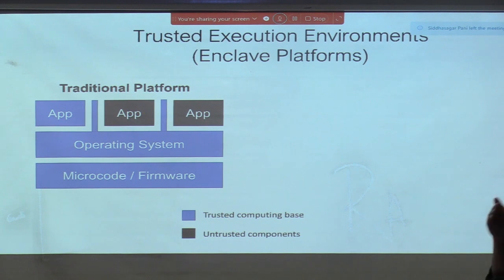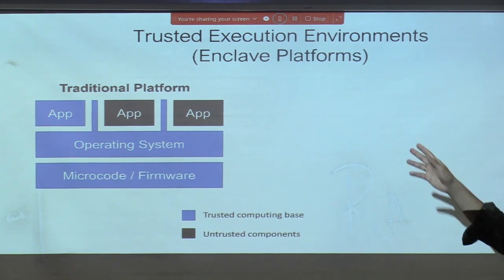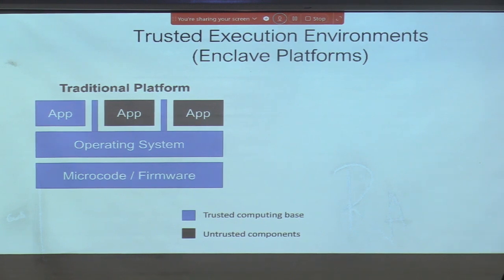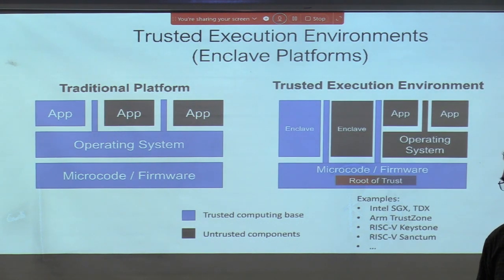And it's the job of the OS to provide isolation guarantees between applications. So the blue application is trusted, let's say, the black applications are not trusted, and you want to make sure that the blue application's execution and its secret data remain secret from these other applications. And to do this, you have to trust everything else in blue at the bottom, right? Which is a problem because these are very large pieces of code.